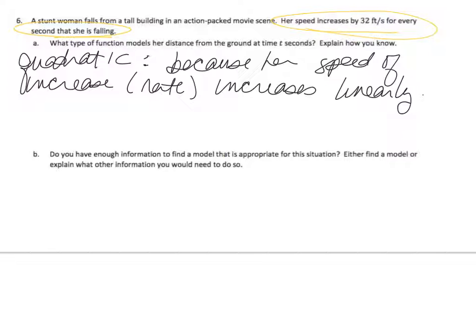So do we have enough information? Unfortunately, we don't. All we know is the rate at which her speed is increasing, but we don't know how high the building is. We don't know how far she's going to fall. So we don't have enough info. Cool? All right.